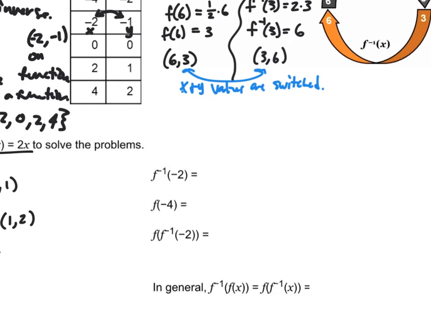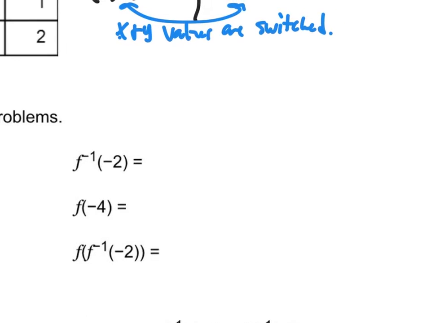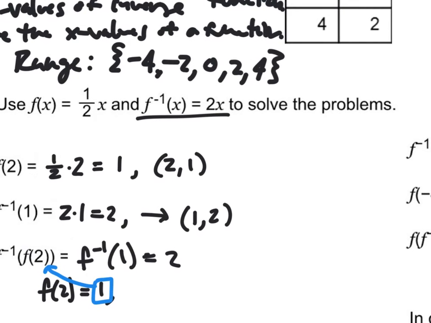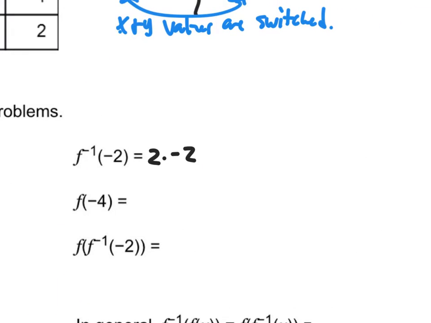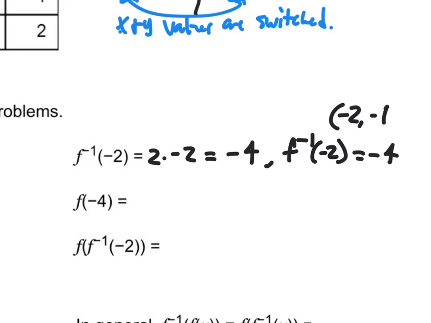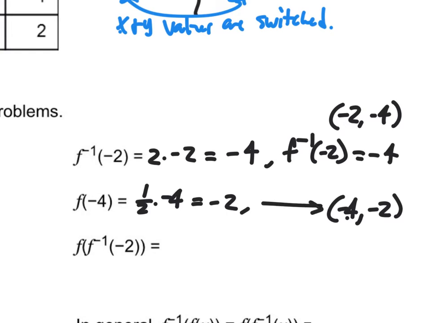Let's go ahead and do this. If I want to do f inverse of -2, that's going to give me 2 times -2, which is going to give me -4. So I know f inverse of negative 2 is going to give me negative 4. Therefore that translates to the point (-2, -4) on the graph. Now for my function, it's going to be switched. I'm going to get the point (-4, -2). If I plug in negative 4, that's just going to give me 1/2 times negative 4, which gives me negative 2, and that gives me that point here.